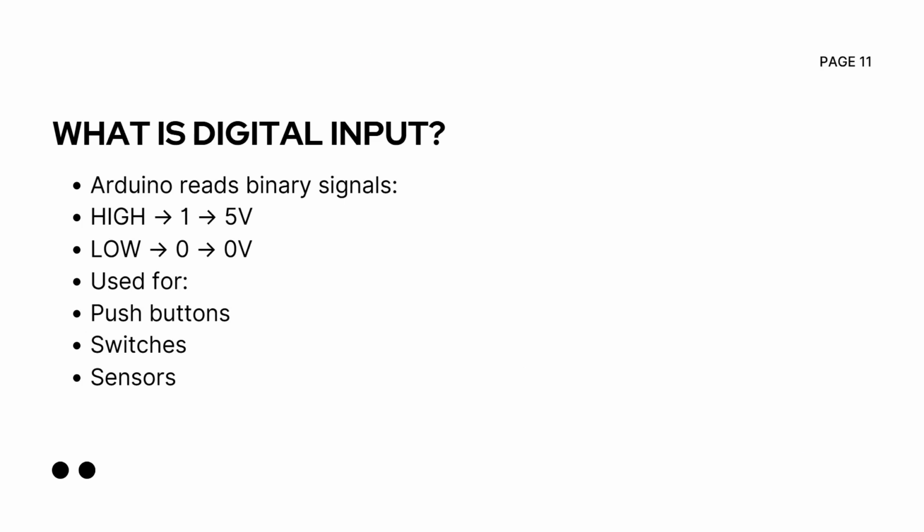What is digital input? Digital input means Arduino reads a binary signal, either high, which is 5 volts, or low, which is 0 volts. Inputs are used for push buttons, switches, and sensors.